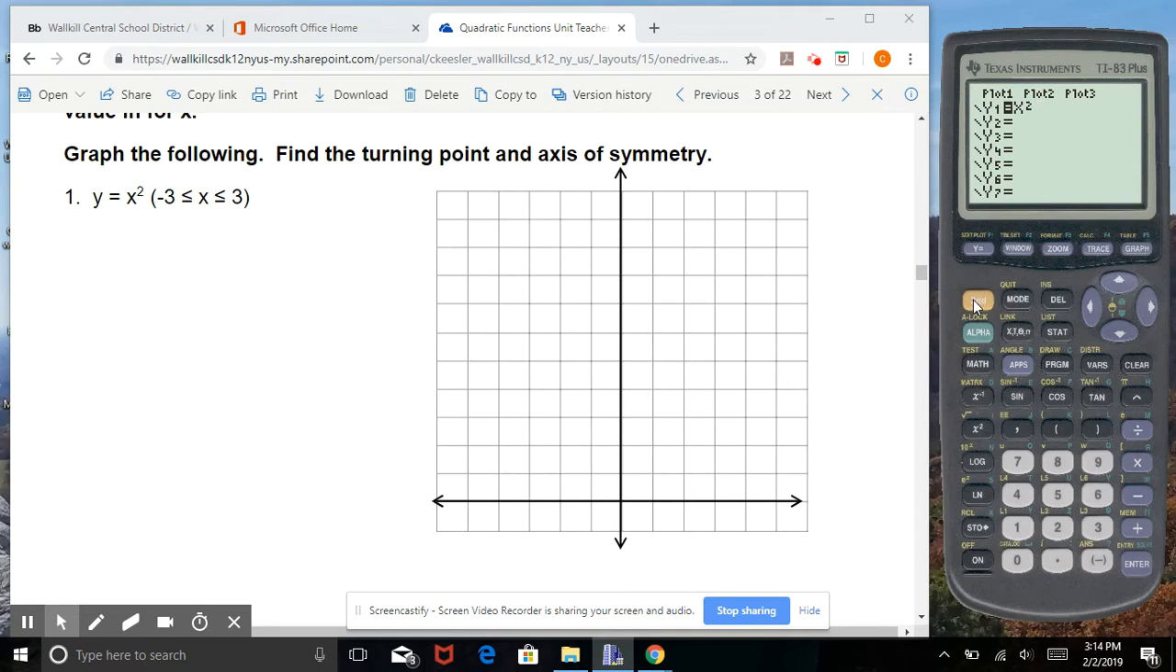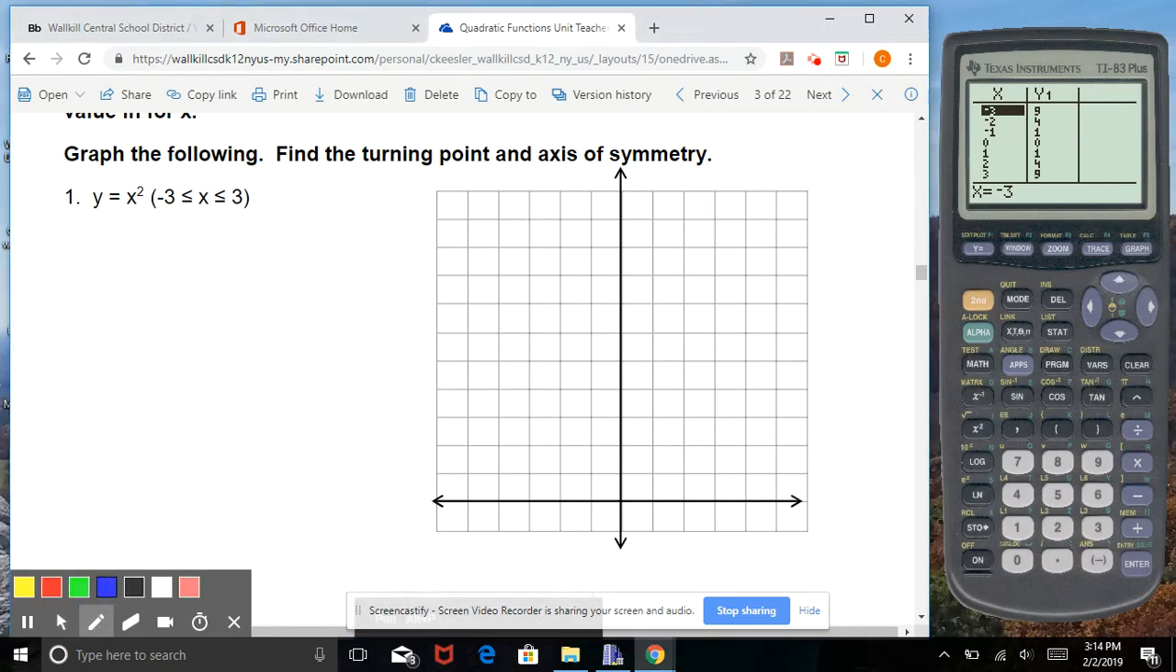And pull up the table. And since we have negative 3 to 3, we're going to only look at those points on the calculator. So we have negative 3 is positive 9. We're going to start graphing those points. Negative 3 and 9 is our first point.